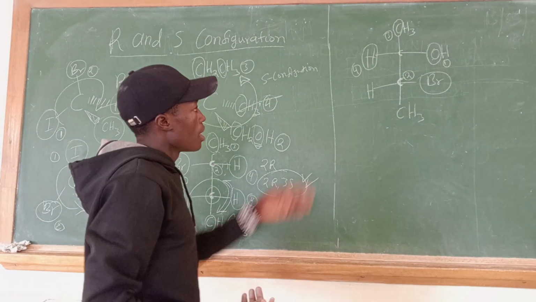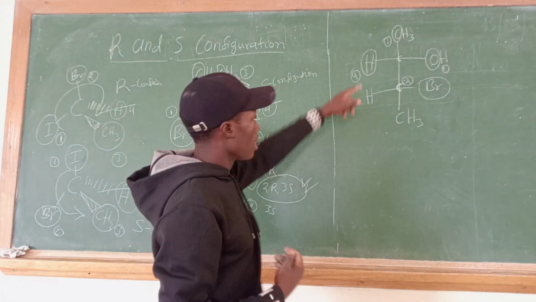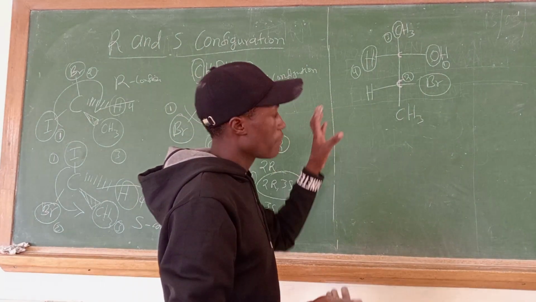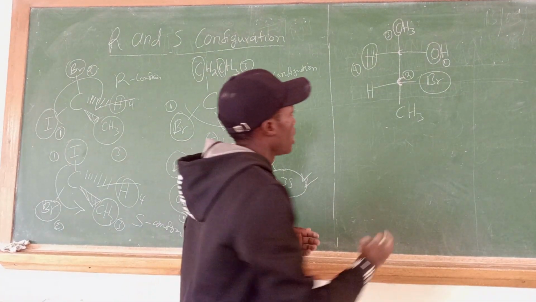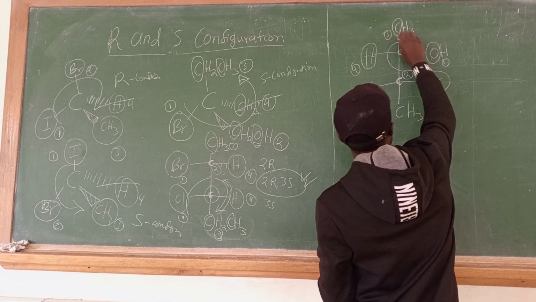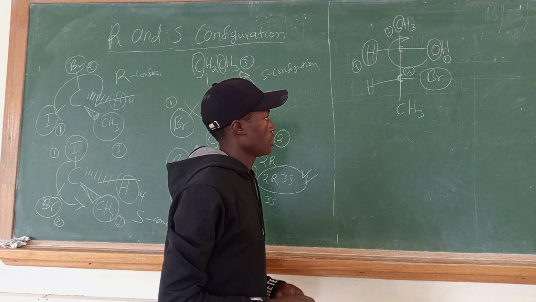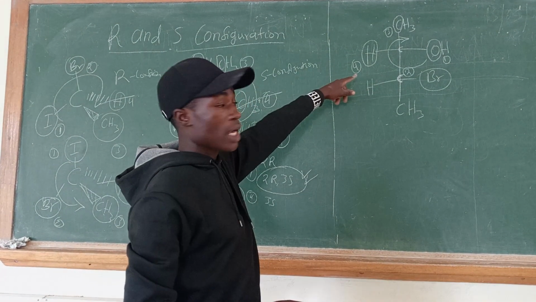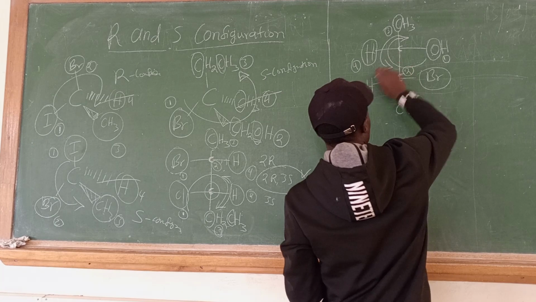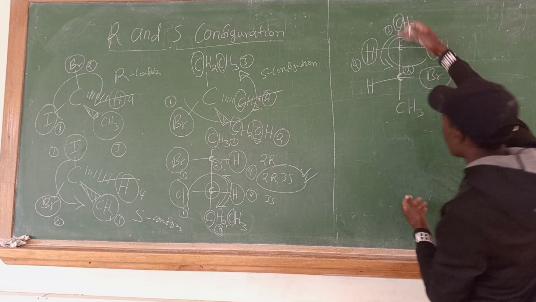And just as I told you, in Fischer projection, these horizontal lines mean that they are oriented towards you. And our number 4 is facing us, which should not be so. It should be facing away. So you are going to get the configuration, then you are going to reverse the configuration. Now, we have our number 1 here, 2, 3, so let us trace that. It's going to be this way. To me, it is clockwise. That is our configuration. However, we are going to reverse it because our number 4 is facing us and it should be facing away. So the configuration is now going to be S configuration. And it is on carbon number 2.